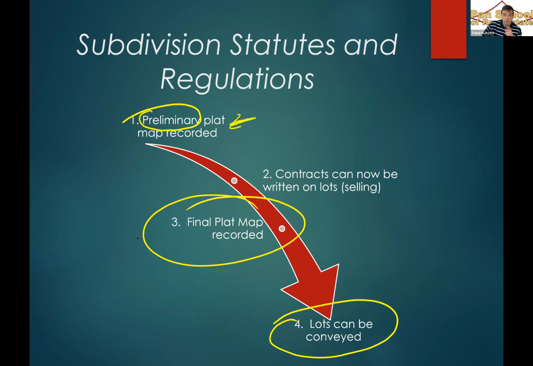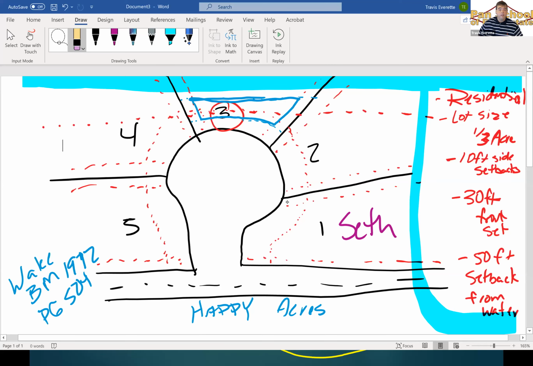And here's why that's a really important question, and I'm glad you asked, Melissa. Look at way back here, step number 2. What does it say can happen at step number 2? Contracts. So can Seth go under contract on lot number 1 before the final plat map is recorded? Absolutely. Can we take a deposit from him on lot number 1? Yes. We can, but we can't actually close. We can't transfer ownership to Seth until we finalize the plat map.